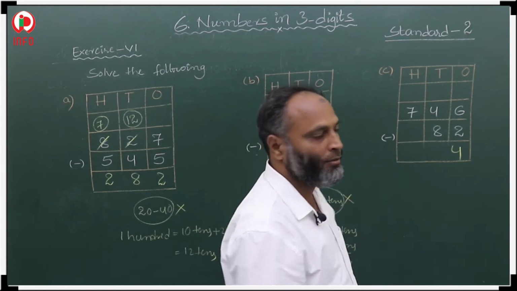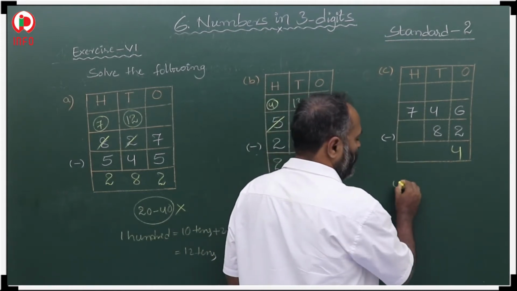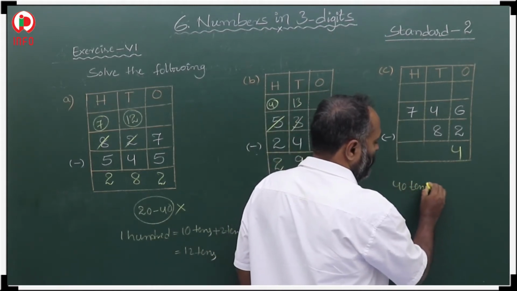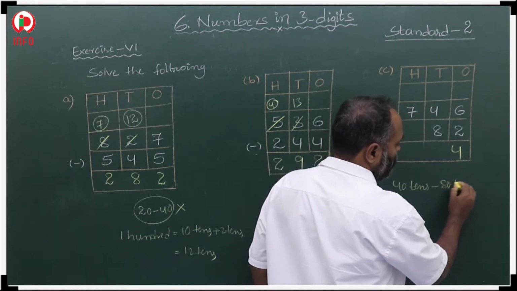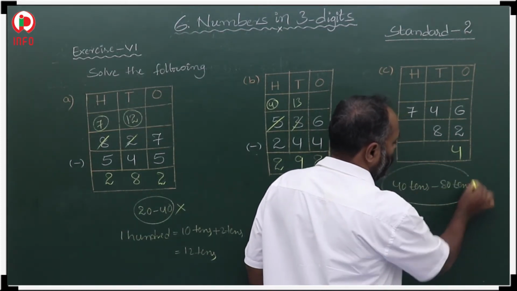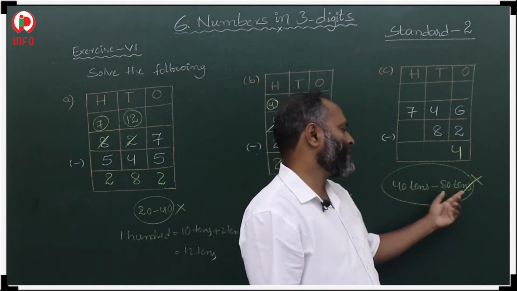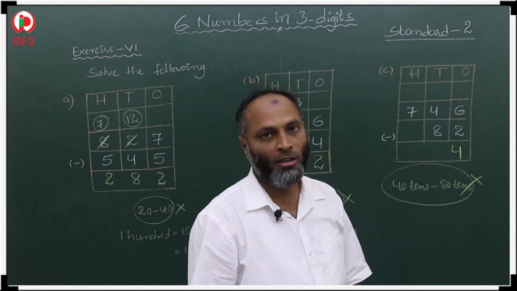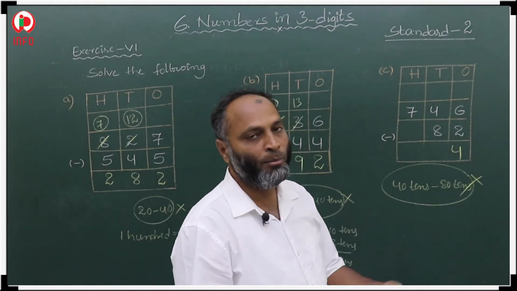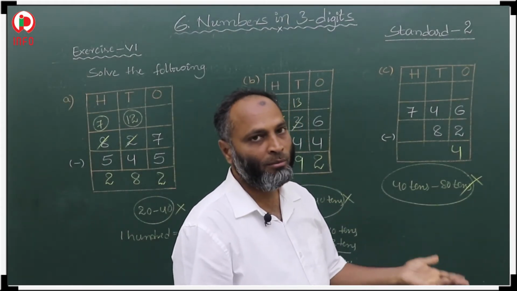Now 4 tens minus 8 tens. 4 tens is 40, minus 80. 40 minus 80 is not possible. Why? Smaller minus bigger is not possible. Then what to do? So we have to borrow from the hundreds.